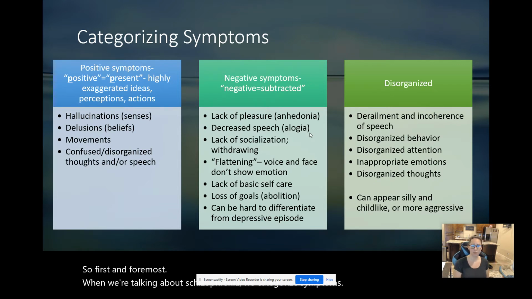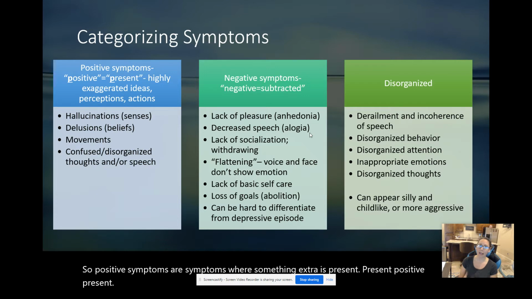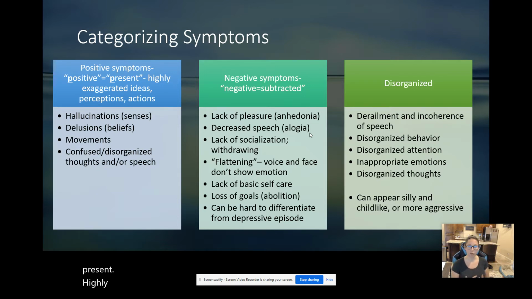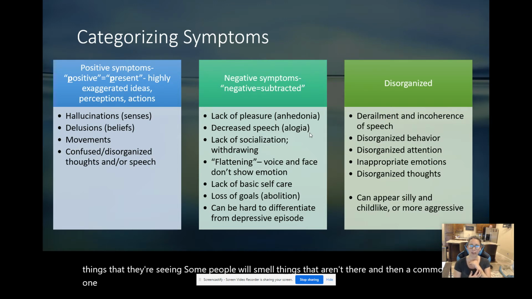So positive symptoms are symptoms where something extra is present, positive, present. Highly exaggerated ideas, perceptions, actions. This can be hallucinations, and those hallucinations can be any of your senses. It can be auditory, things that they're hearing, visual, things that they're seeing. Some people will smell things that aren't there. And then a common one is sensations on the skin, right? That feeling of bugs crawling on them or something. So any of the five senses are fair game for hallucinations.